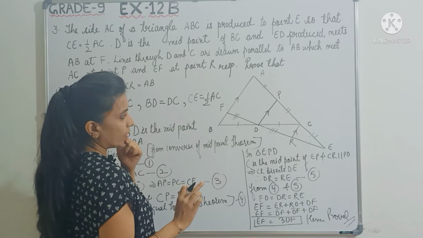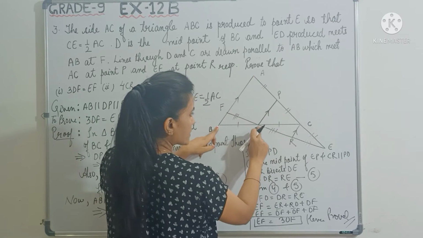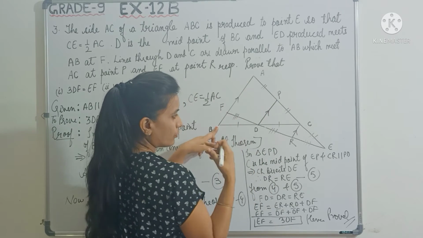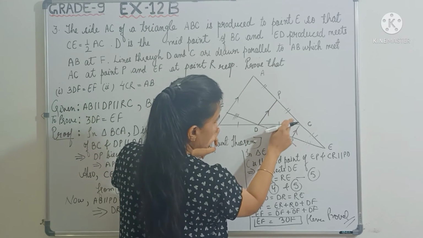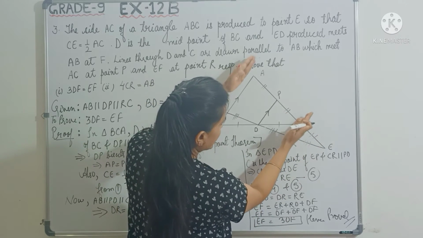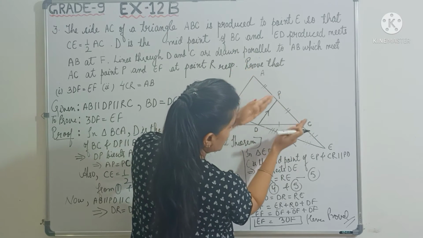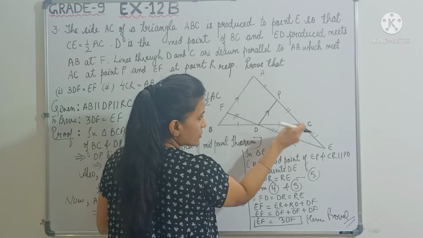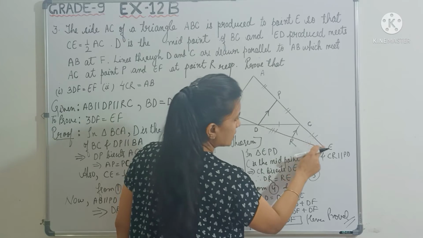Now how did we show that? First we took triangle BCA. In this triangle, D is the midpoint of BC and DP is parallel to BA, right? So from converse of midpoint theorem, AP will be equal to PC, right? Now it is given that CE is half of AC. Half of AC means AP and PC. It means CE will be equal to AP and PC. So all these three will be equal to each other, right? AP will be equal to PC will be equal to CE.